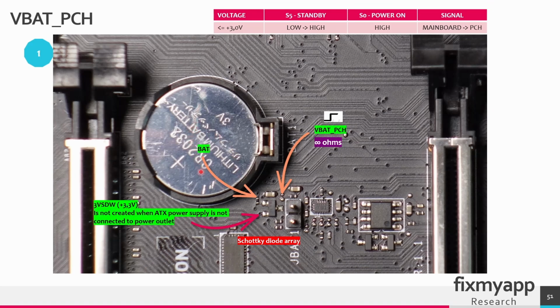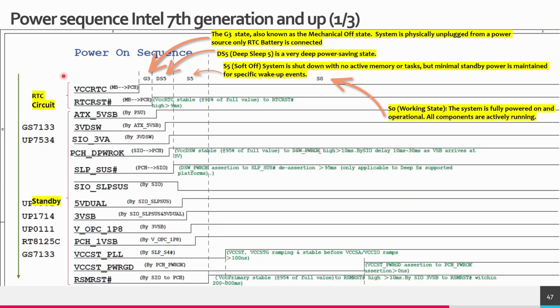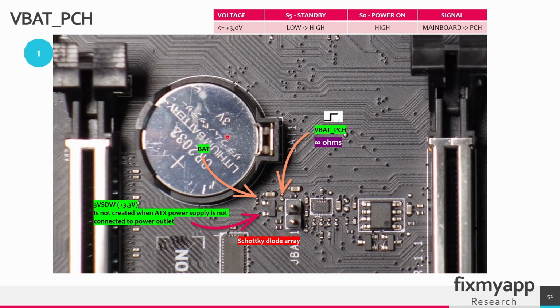In that case, the battery voltage will go through this Schottky diode array. At the output, this voltage will go to the feedback PCH voltage rail that will go to the PCH. When we look at the first power on sequence, power for the RTC circuit, we are in the G3 state and the signal has to be high because this is low, this is high, and the reset signal also has to go from low to high. So when you have your motherboard in your hand, these two signals should be high because of the coin cell battery, because of this battery. And this resistor here is the 1 kilo ohm resistor.